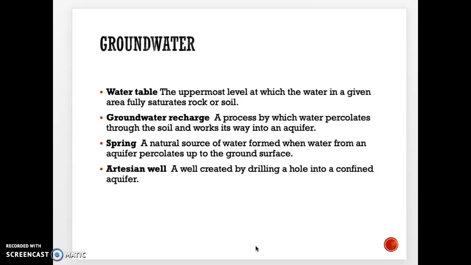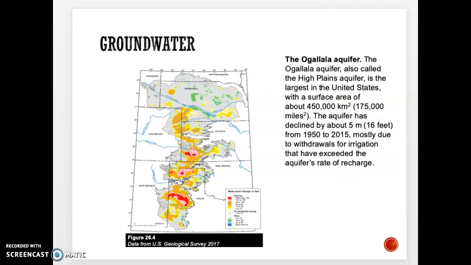The last one here is an artesian well, and this is a well that's created by drilling a hole. Remember, this is going to be a hole that's been drilled into a confined aquifer. So the artesian wells go deep, deep, deep within the planet.